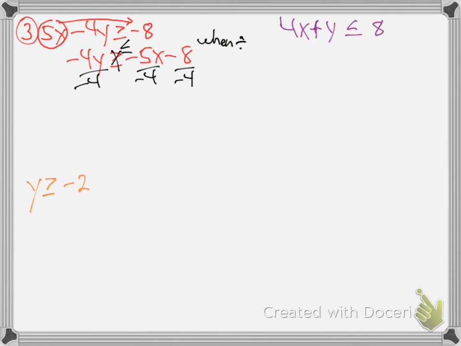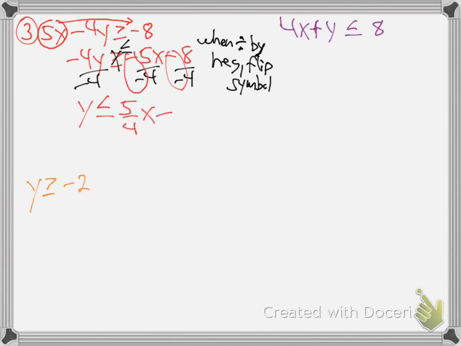When you divide by a negative, flip the symbol. So there we go. So flip the symbol, so we get, whoops, I forgot to flip the symbol. Y less than or equal to, the 2 negatives here cancel, so we get 5/4 x, the 2 negatives here cancel, plus 2. Okay, so we've got that one.